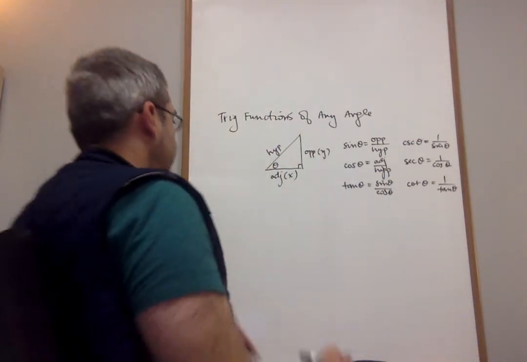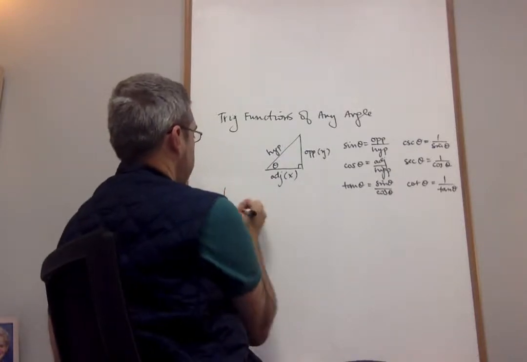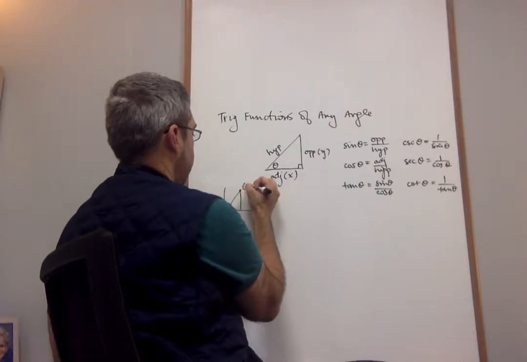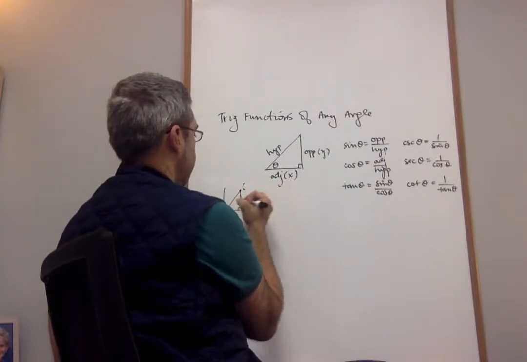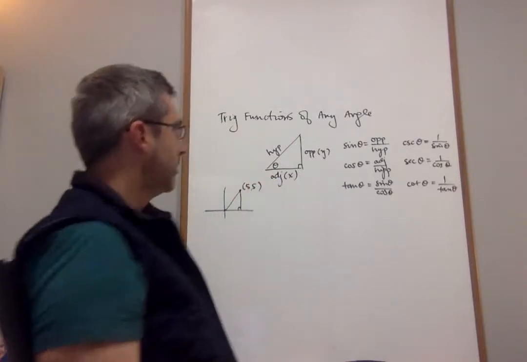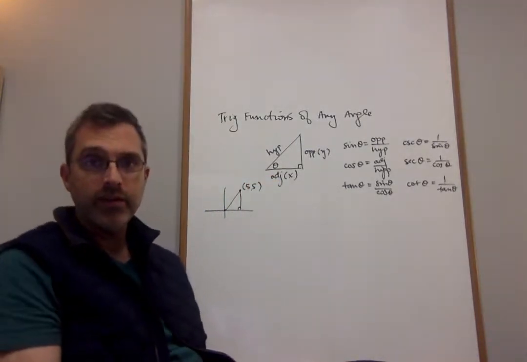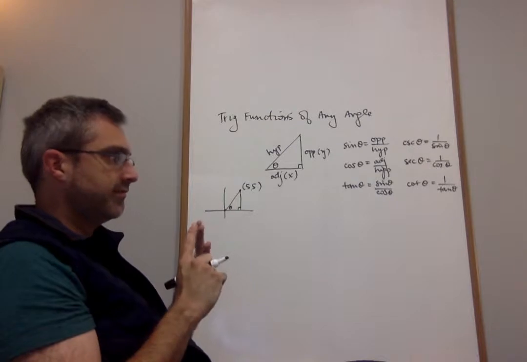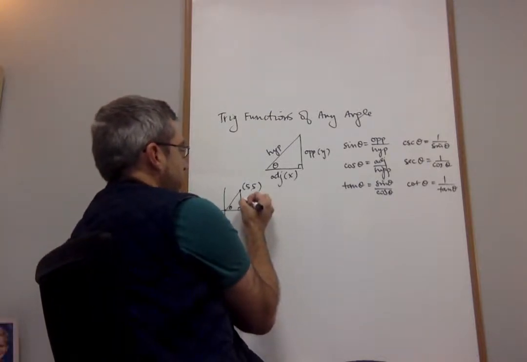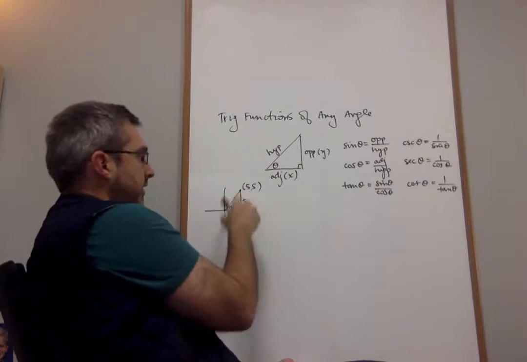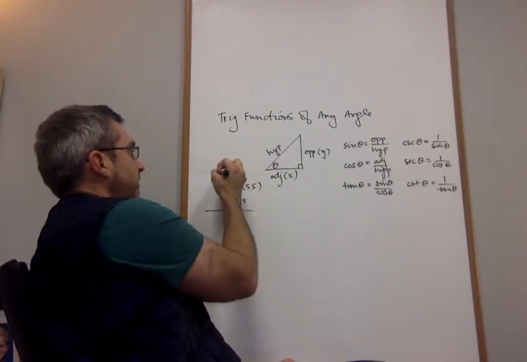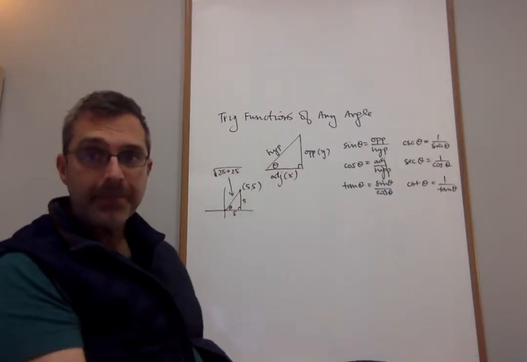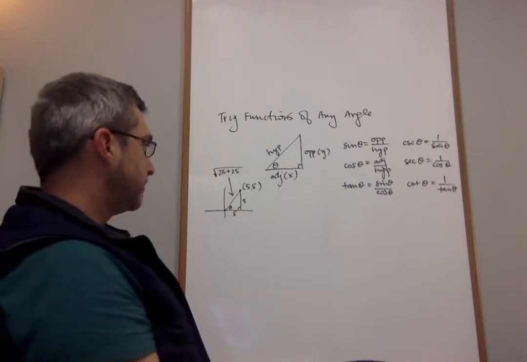So for example, if I were to give you an angle where this coordinate right here was, let's just say it's 5, 5, and I were to ask, what's the sine of this angle? What's the cosine? What's the tangent? What's the cotangent, etc.? You would get this by finding the third side. In this case, it would be the square root of 5 squared plus 5 squared. That's the square root of 50, which is 5 root 2.